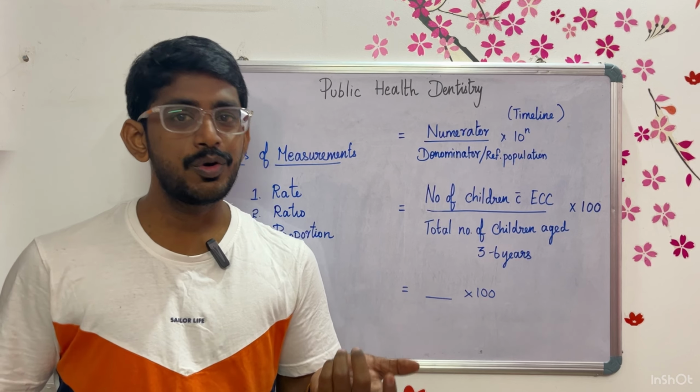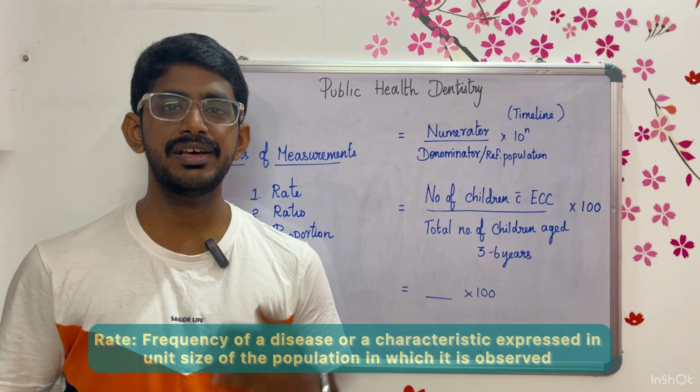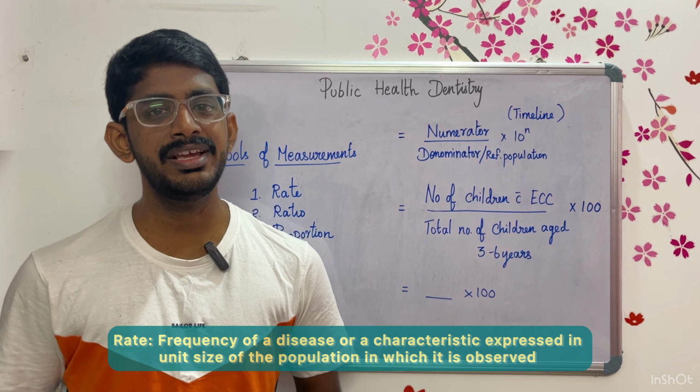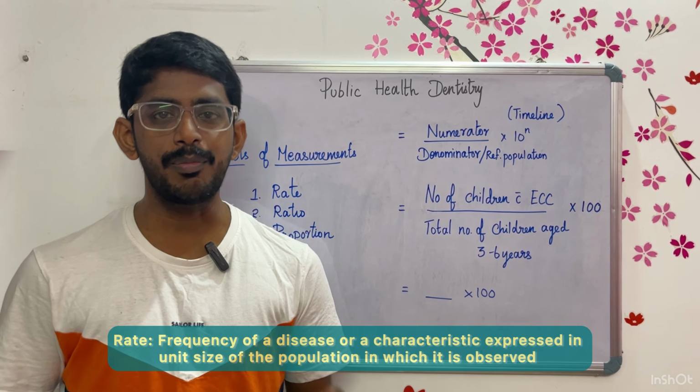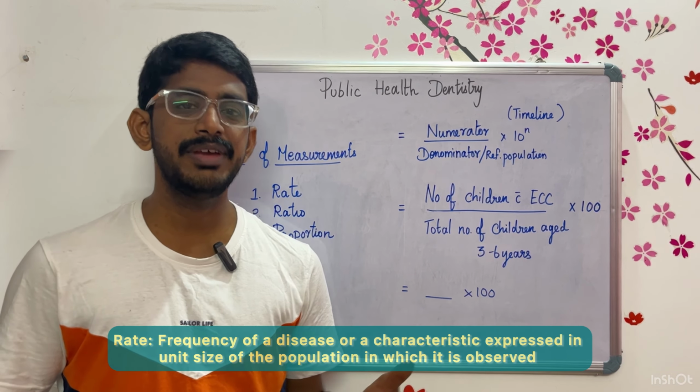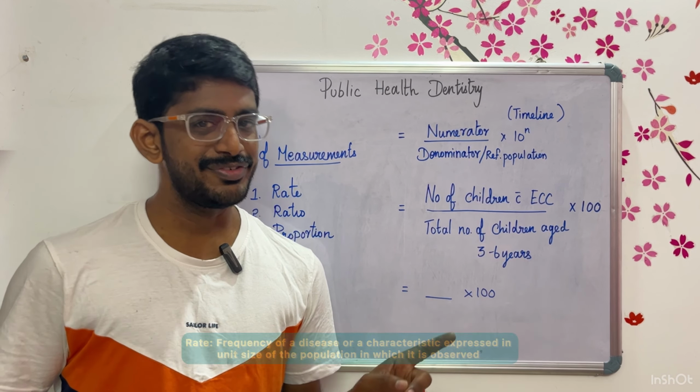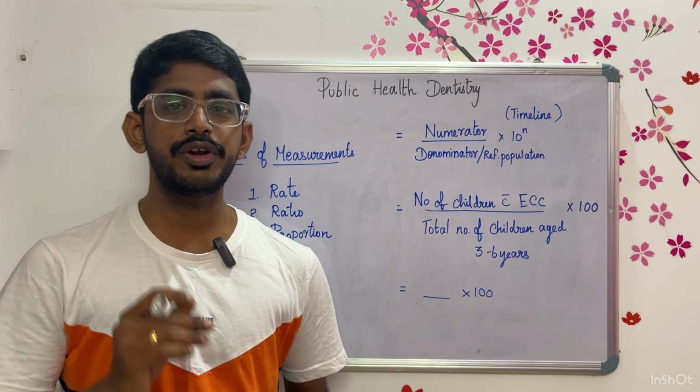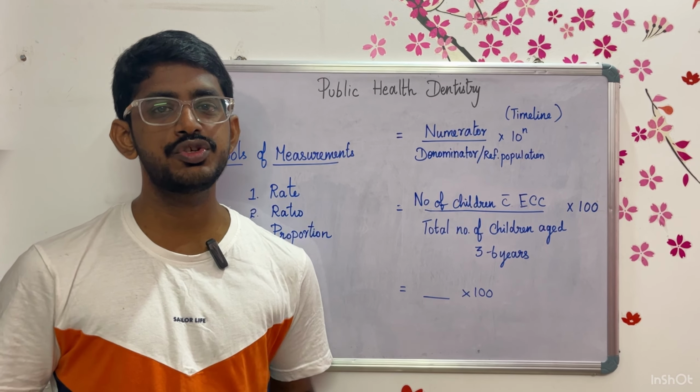Rate, the definition goes like this. A rate is a frequency of a disease or a characteristic expressed per unit size of the population or a group in which it is being measured. I'll give you the definition here. So there are four things to remember in a rate. Four tenets to remember in a rate.